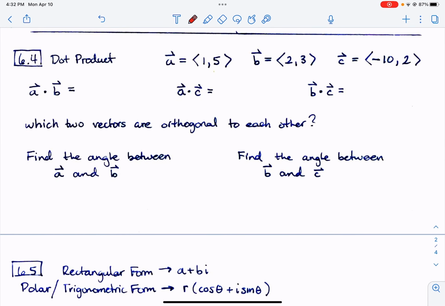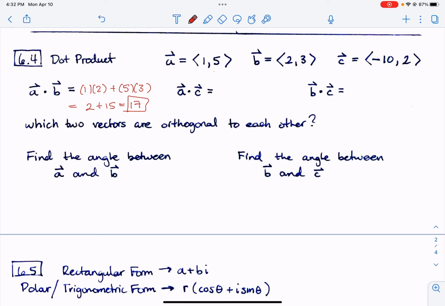We also have the dot product, right? So the dot product of two vectors, remember we basically sort of multiply the components together and then we add those products. Yeah, so let's see what we get. We get 1 times 2, and then plus 5 times 3. So that gives us 2 plus 15, which is 17.